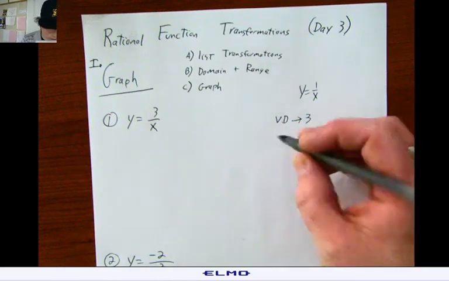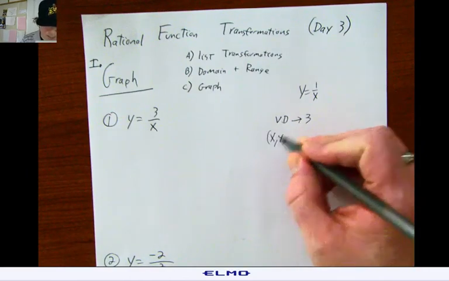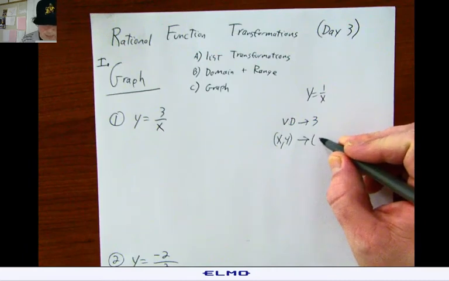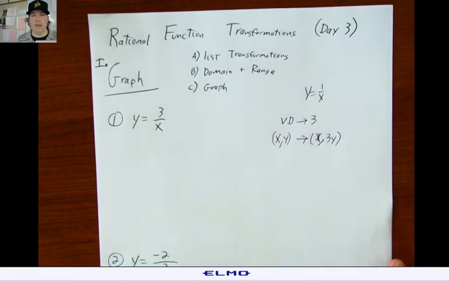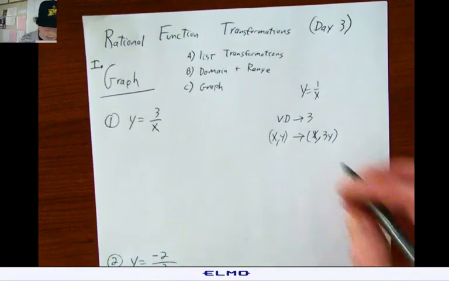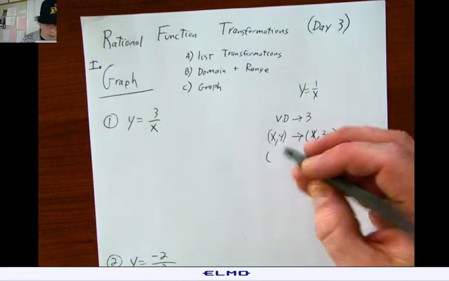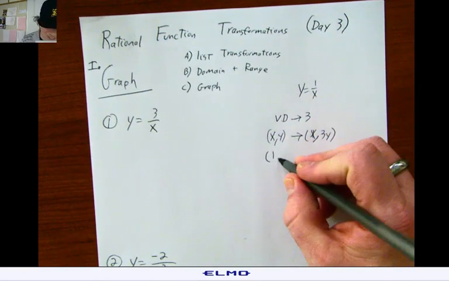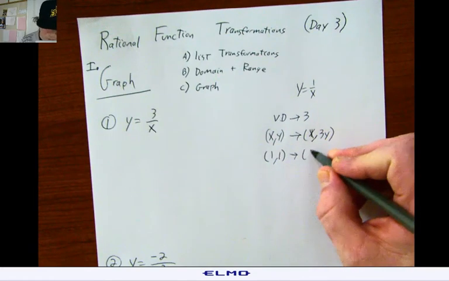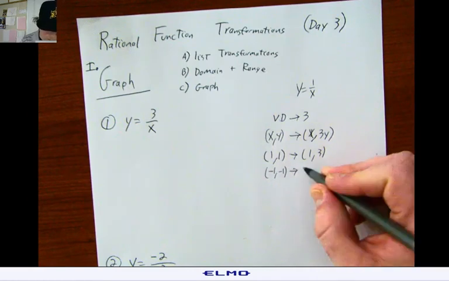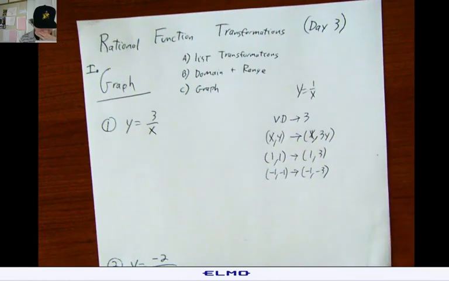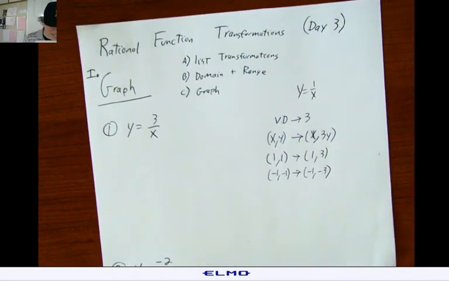Because it's only a vertical dilation by a factor of 3, we're going to take the y coordinate and multiply it by 3. We are not going to do horizontal dilations with these functions, and we'll talk about reflections in a minute. For the parent function y equals 1 over x, we have 1, 1, which becomes 1, 3, and the other point, negative 1, negative 1, becomes negative 1, negative 3. The rest of the graph would be exactly the same.